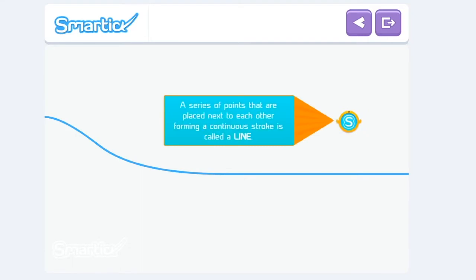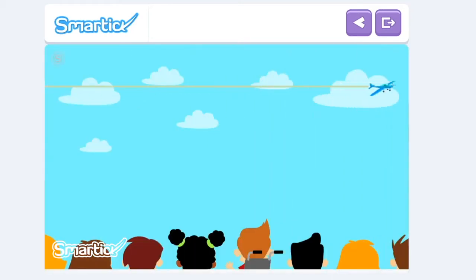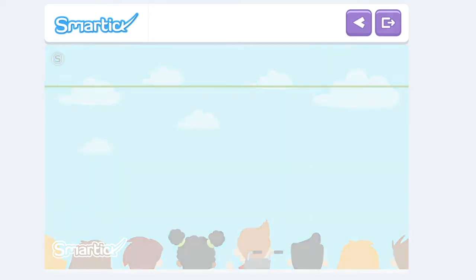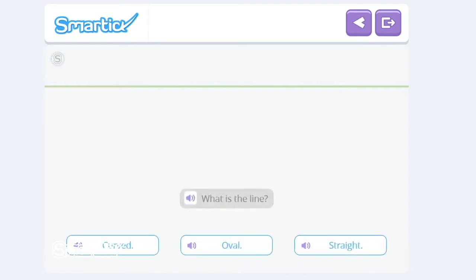A series of points that are placed next to each other, forming a continuous stroke, is called a line. Here comes the plane. It goes by without changing direction. The trail of smoke draws a line in the sky. What is it like?